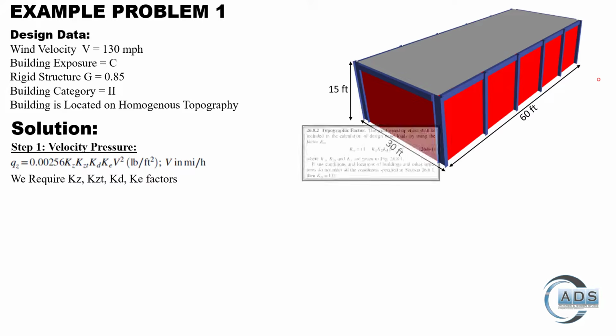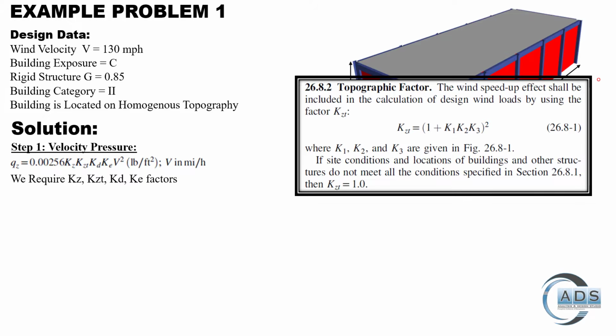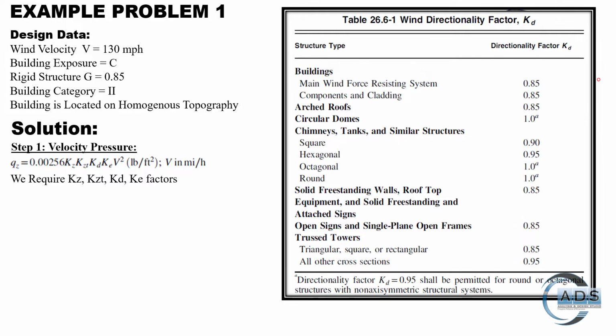Now for the Kzt factor, we can use this particular equation, but we are using Kzt as 1, since it is mentioned in the problem that the building is located on homogeneous topography, so it is better to take its value as 1. For the Kd factor, using this particular table, as we are calculating the wind pressure on our building's main wind force resisting system, we can take the value of Kd as 0.85.